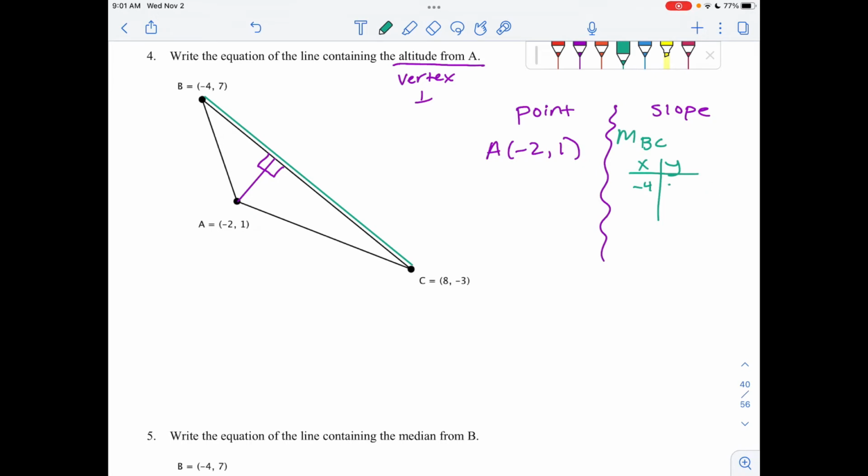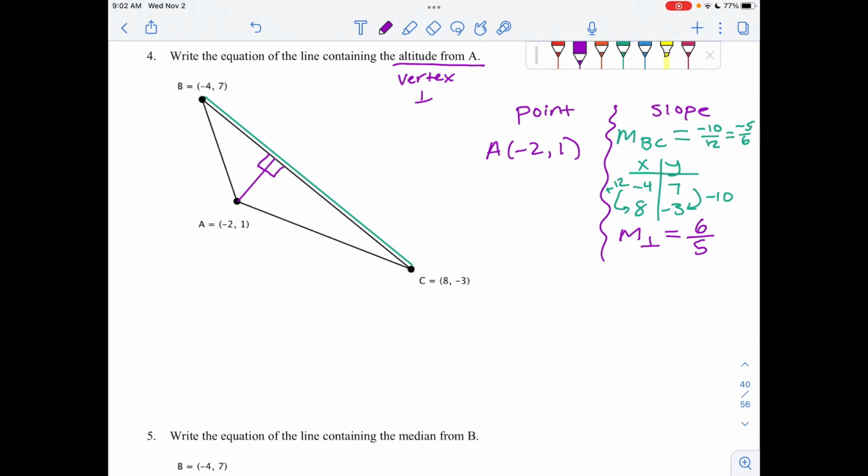So B is -4, 7. C is 8, -3. This went down 10 and up 12. So my slope for BC is -10/12, which simplifies to, let's see, -5/6. Now that's the slope of this teal line right here. It's not the slope of our altitude. Our altitude is going to be perpendicular to that slope. So I'm going to take the opposite reciprocal. So 6/5 is the slope of our altitude.